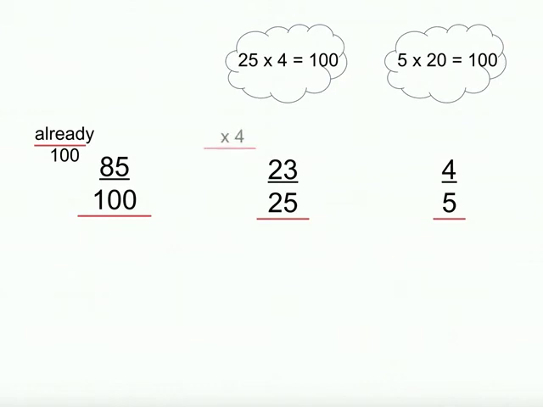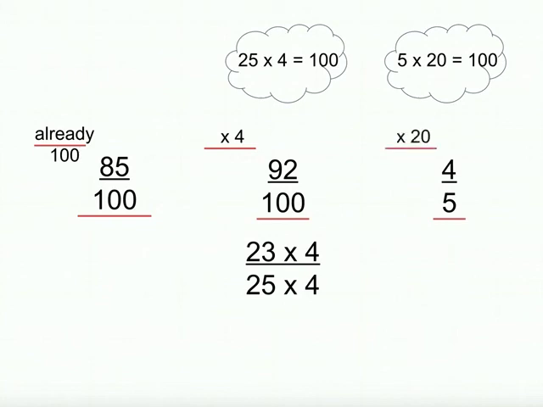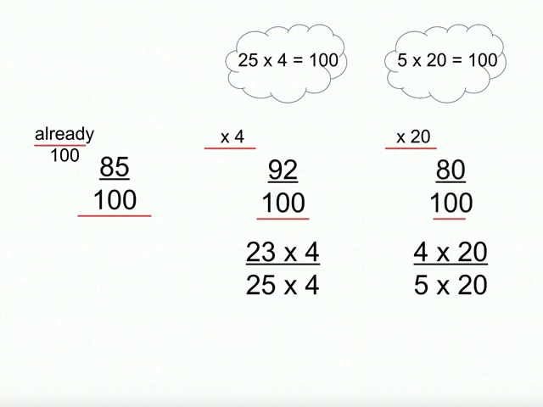For 23 25ths, we know 25 multiplied by 4 is 100, so we can think about 23 multiplied by 4 for our numerator. When we do this calculation, we can see that 92 hundredths is the same as 23 25ths. This is larger than 85 hundredths. Next, for 4 fifths, we multiply 5 by 20 to get 100. So we can multiply our 4 by 20 to get our numerator. So 4 fifths is equivalent to 80 hundredths. So this one is the smallest.